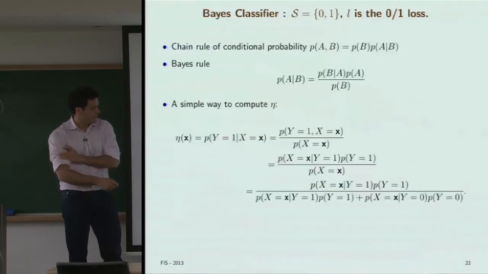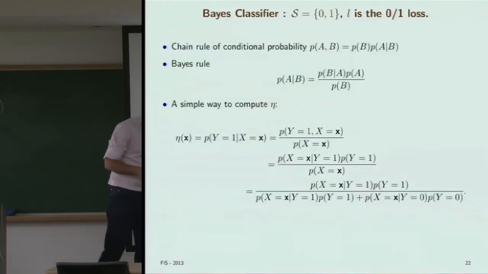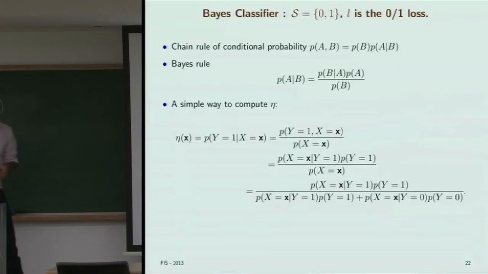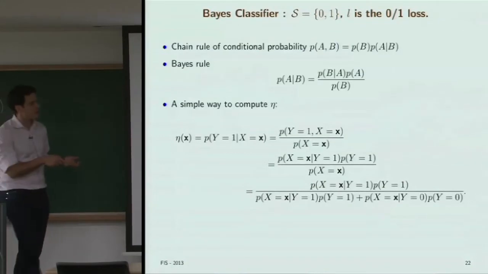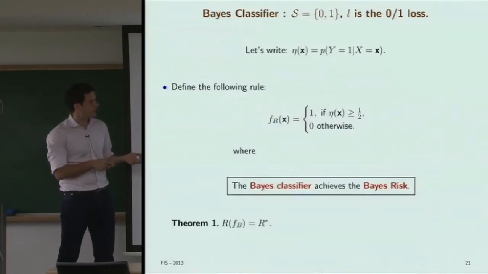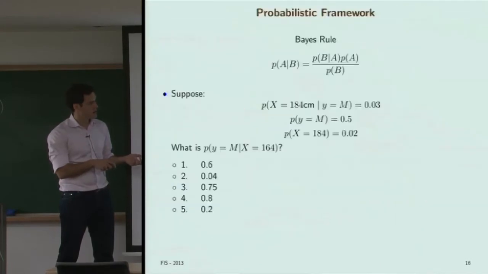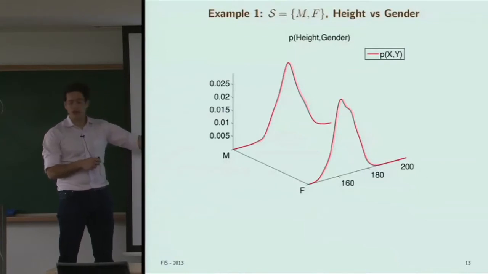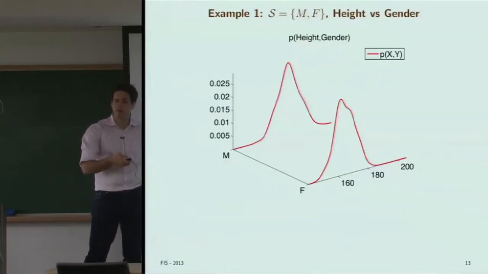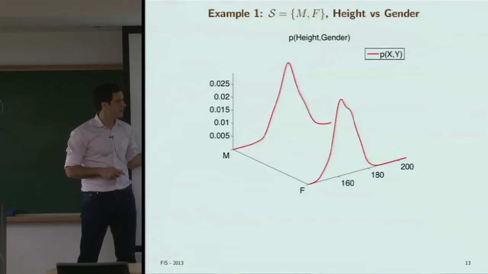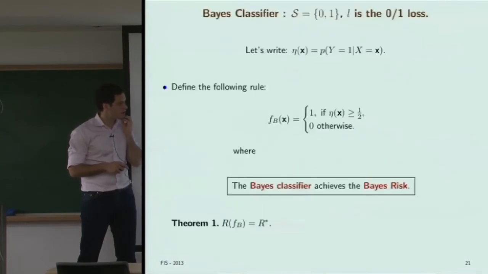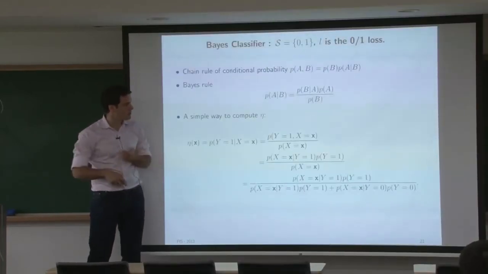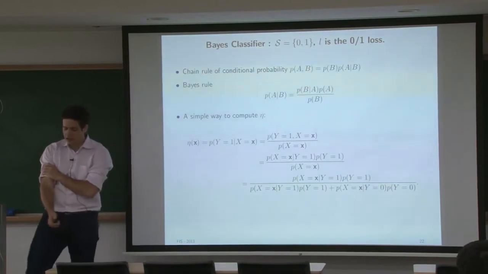So if you want to play with the curves that I just gave you, how can you actually compute this eta given these two curves here? Okay? I told you that if you have the density, then you have the function eta. And this function eta is all you need to compute the best possible classifier. Well, to really compute the function eta, you need to do a bit of Bayesian calculus, very elementary.